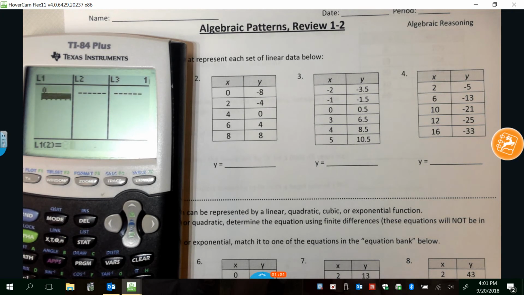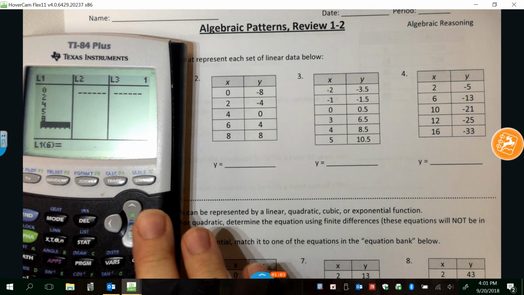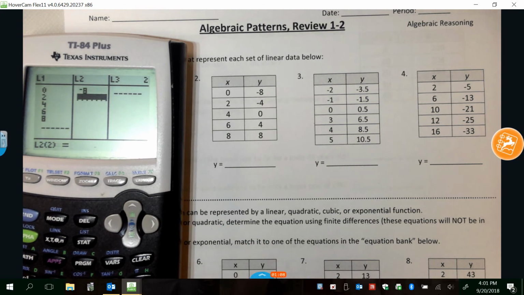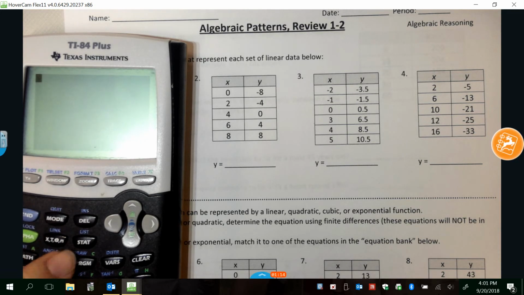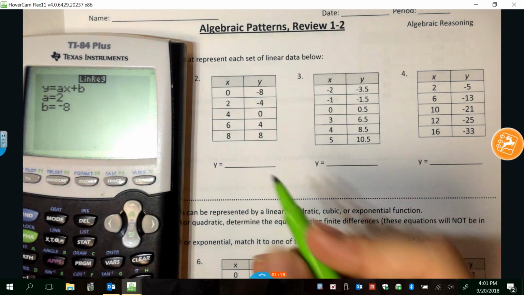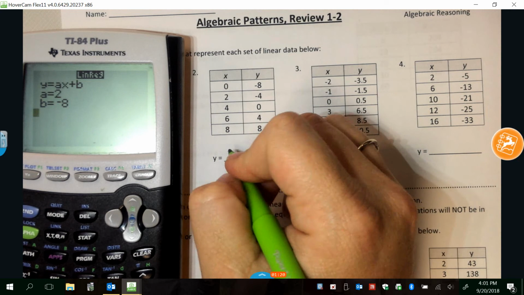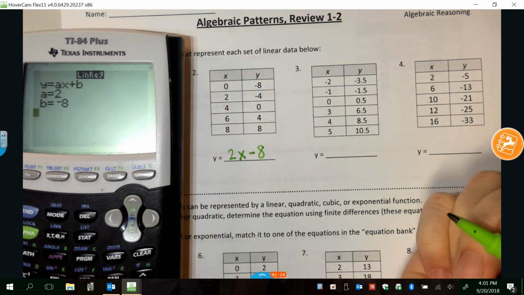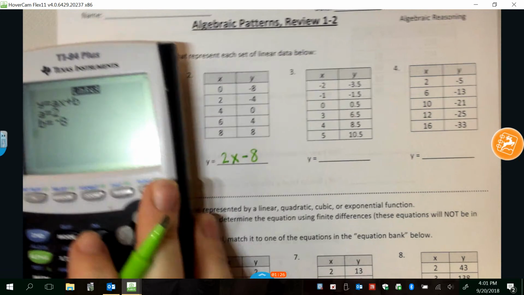So 0, 2, 4, 6, 8. Oh, I did not even type that right. Okay, negative 8, negative 4, 0, 4, 8. Stat right 4, enter, enter, enter, enter, enter. So this is y equals ax plus b, where a is 2, x minus 8, or plus negative 8. Either of those will work.